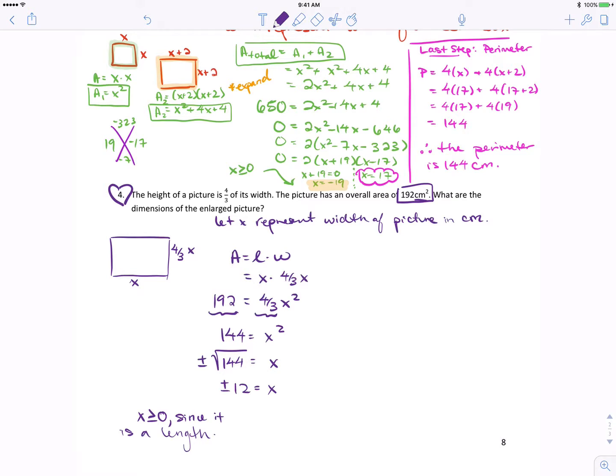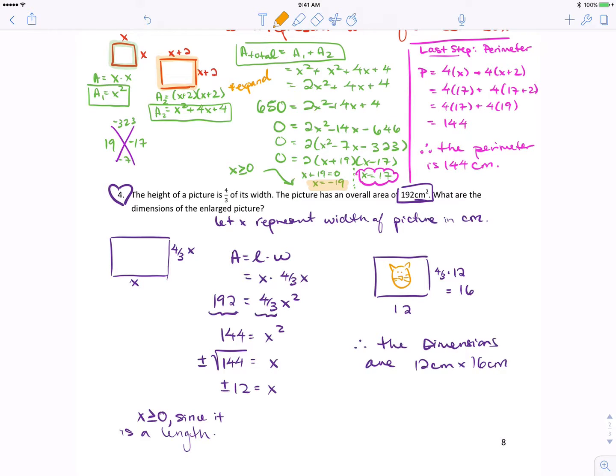And again, it wants the dimensions of the enlarged picture. So this is now 12 by 4/3 times 12, which is 16. So therefore, the dimensions are 12 centimeters by 16 centimeters. Woo! And then you can draw something pretty in your picture, like a kitty cat or something. Okay.